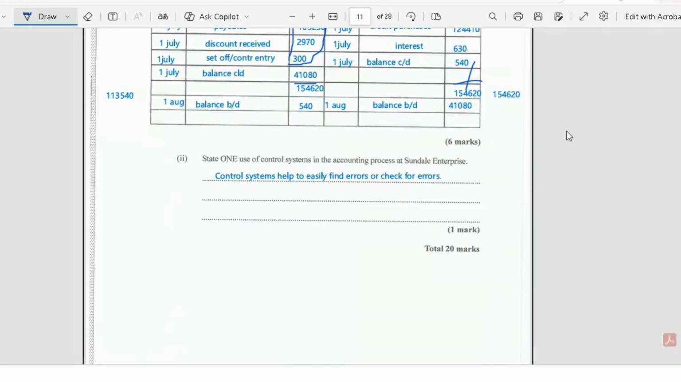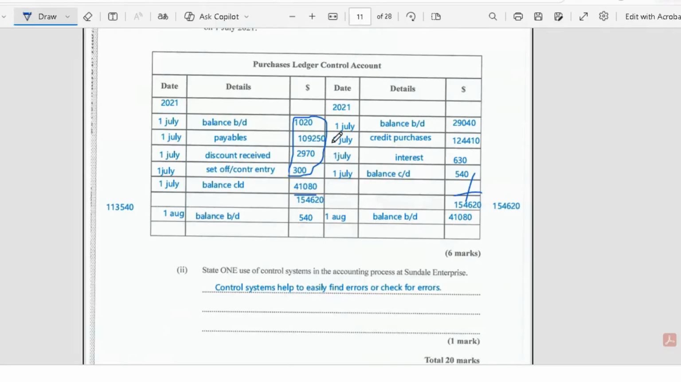Then, so that would be an answer for that part. Then it says state one use of control accounts in the accounting process of Thunder Enterprise. So control accounts are generally just used to find errors and to check if there are any errors at all.